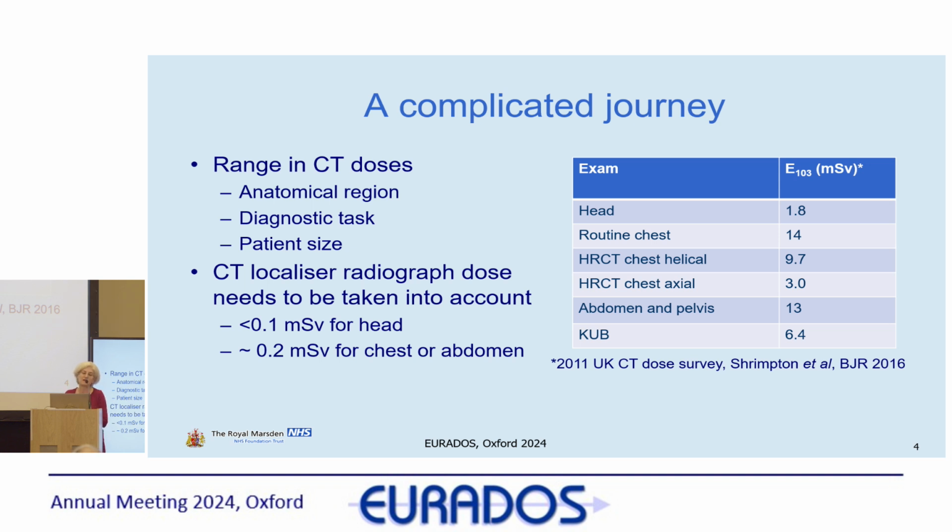The second thing that makes this a complicated journey is as we head towards sub-millisievert imaging, the dose delivered from the CT localizer radiograph becomes relevant, and we need to take that into account. So just to give you an idea, for a CT scan of the head, that radiograph will deliver a dose of less than 0.1 millisieverts. Actually, we're not terribly sure. For the chest or the abdomen, it's around 0.2 millisieverts.